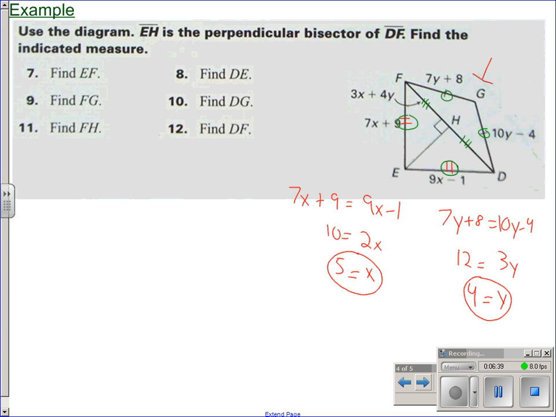All right? Okay, and so we can just start plugging the things in. If x is 5, looking at segment EF, we got 7 times 5, which is 35, plus 9, 44. So that means ED is 44 also. FH is this 3x plus 4y. So if x is 5, that's going to be 15 plus 16. So that means this is 31, which means HD is 31, which means FD is going to be 62. Okay, we got all the side lengths. Once we know x and y, we can figure them out.